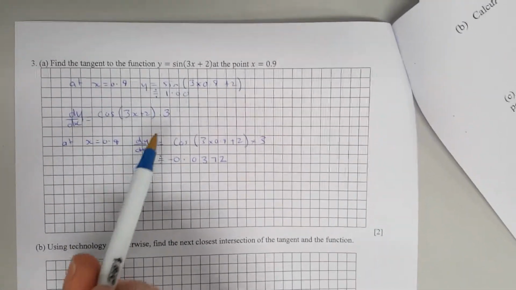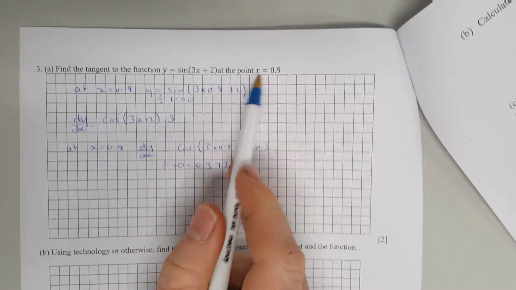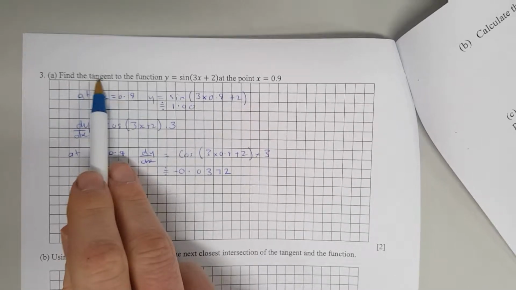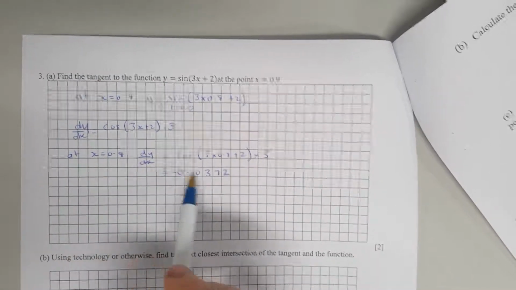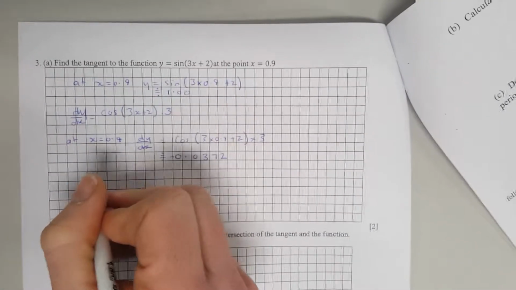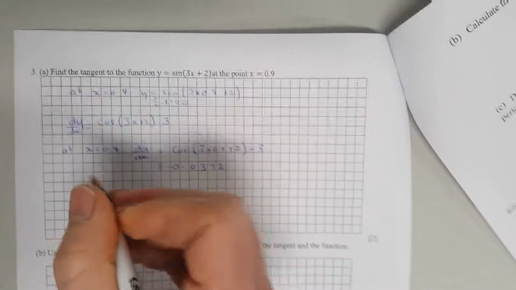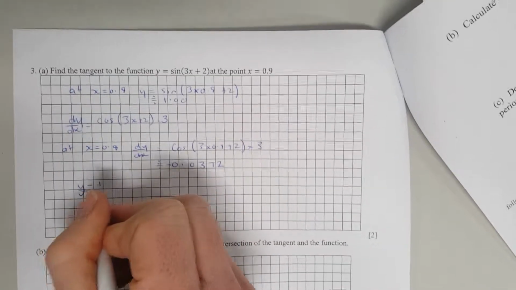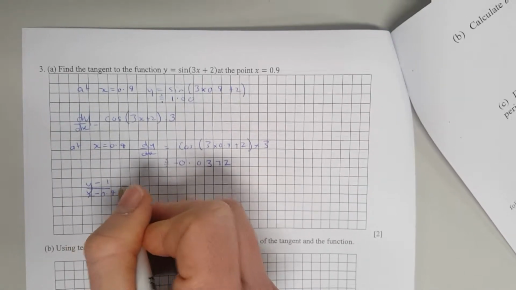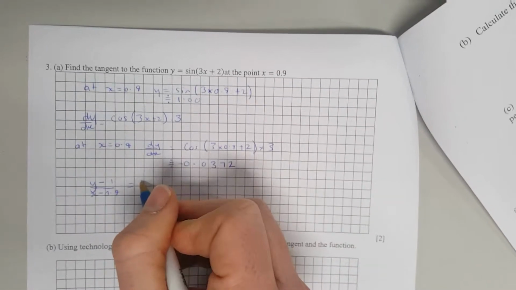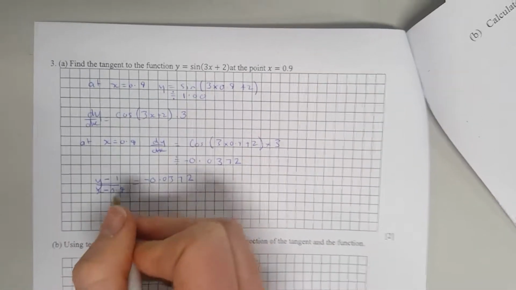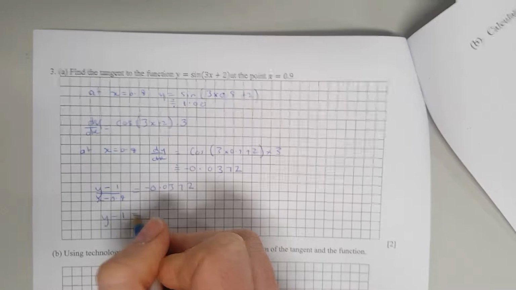Okay, so I have the key things I need. I've got the x and the y position of the point of contact of the tangent and the function. And I also have the slope, or the derivative, or the gradient at that point. So now I can write my equation. I'm going to go y, subtract my y value, which was 1, over x, subtract my x value, which was 0.9, and this is equal to my gradient, negative 0.0372. Then we've just got a process of trying to rearrange this.